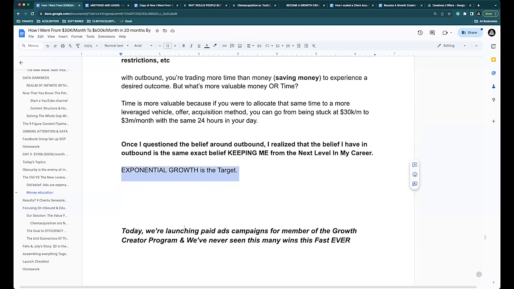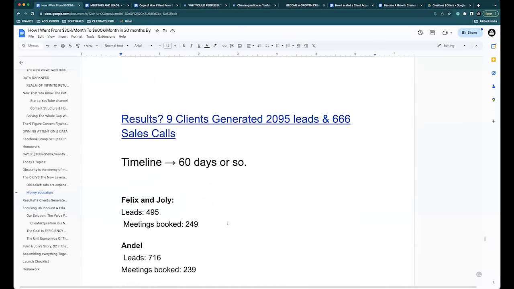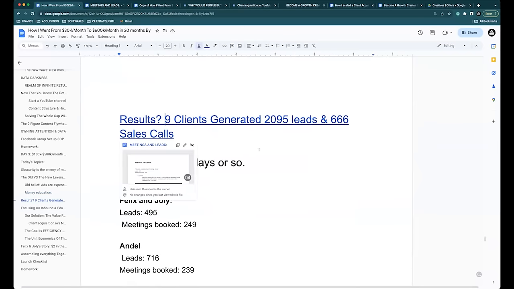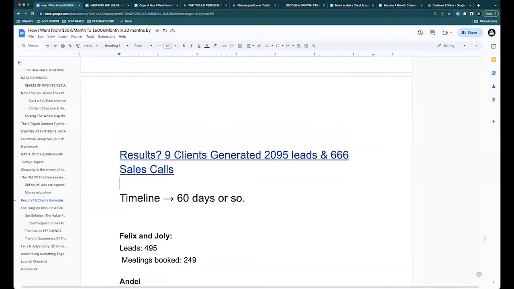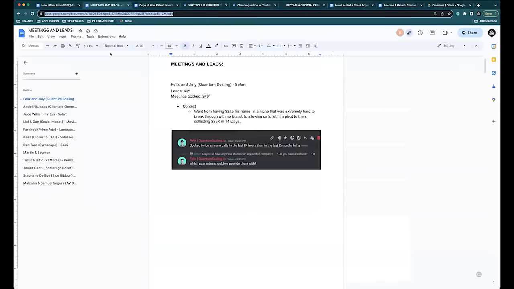So today we're launching paid ads campaigns for members of the Growth Creator Program, and we've never seen this many wins this fast ever. I want to show you guys real quick some of the results we've been seeing. It's insane. Just from these 9 clients that we've assembled to show you the results of focusing on leverage, we've generated 2,000 leads in the last 60 days or so, and 666 sales calls. 60 days, guys.